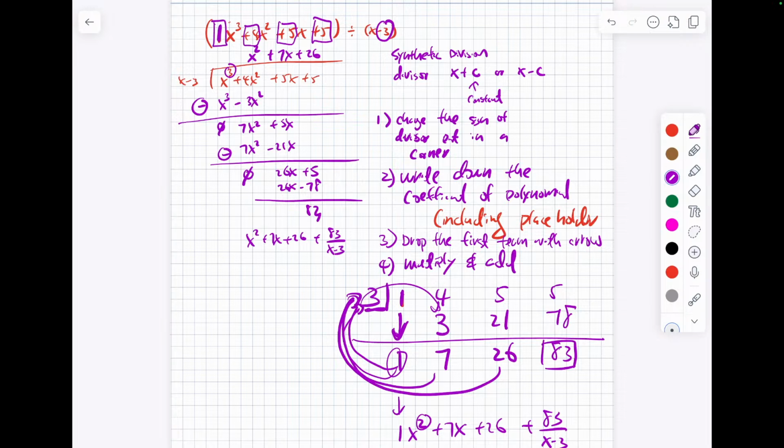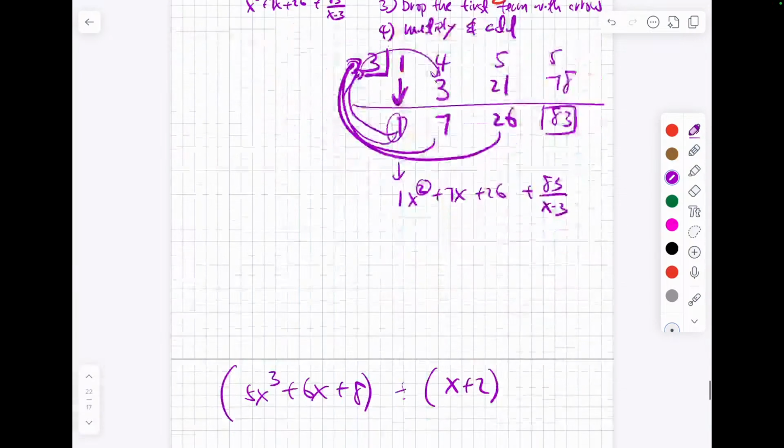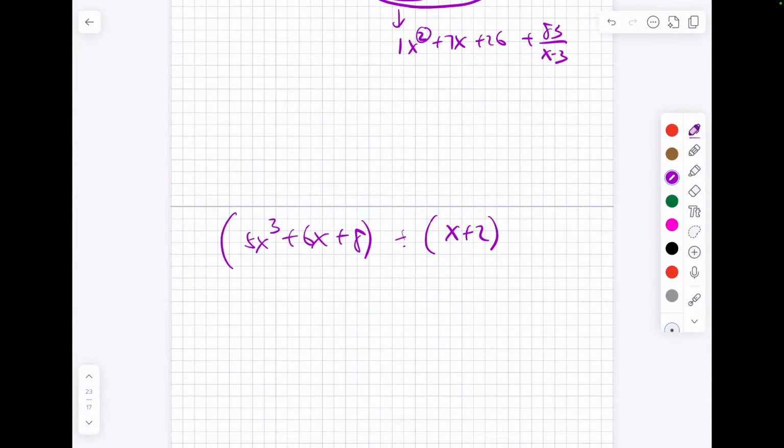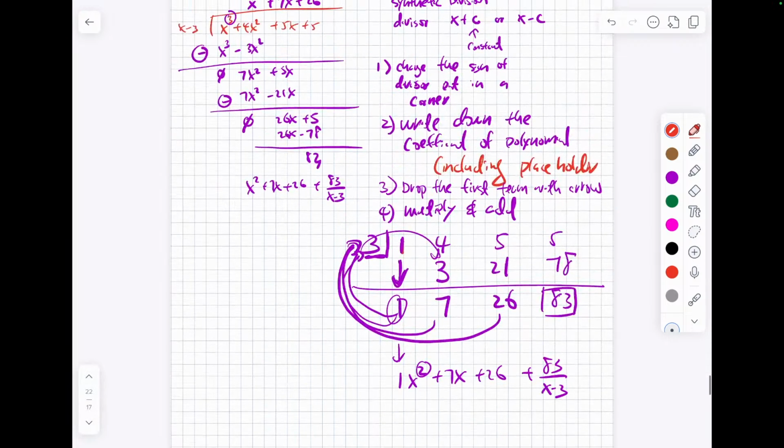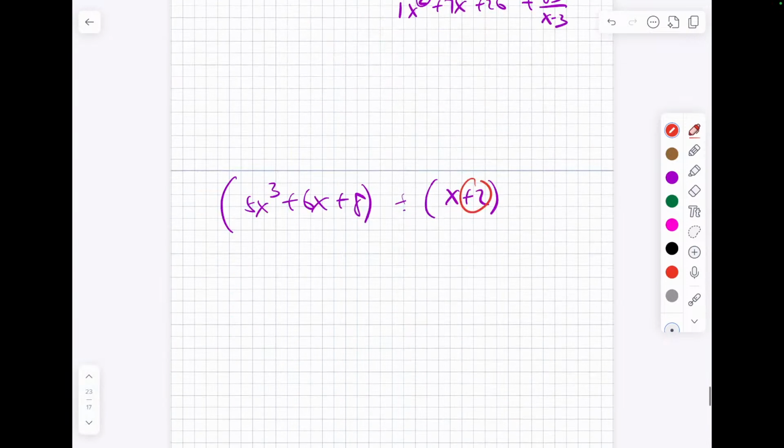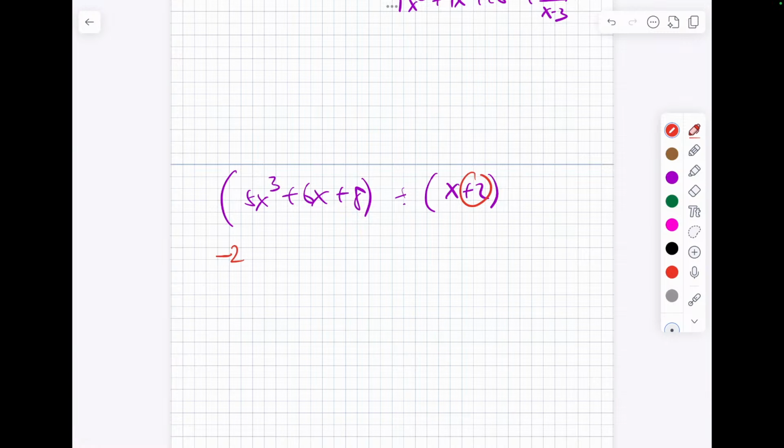Wait, this is so much easier. It's a lot easier, yes. So I'm gonna multiply. Why pull down 5? You need to change the sign first. It's a +2, so you need to change the sign. Look at the first step. It says change the sign of the divisor and put it in the corner.